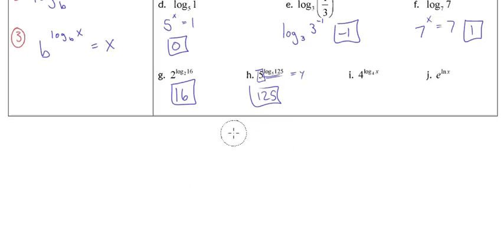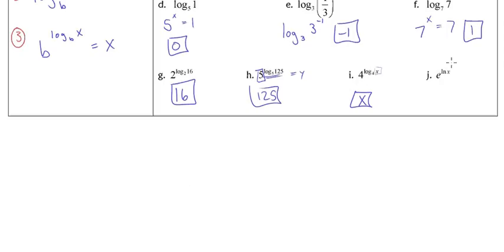All right. And these next two you can reprove to yourself as well. We've got 4 to the log base 4 of x power, meaning I've got my base of 4 here, and then a log base 4. That means my answer is going to be the value at the end, which is x. So my answer here is just x.